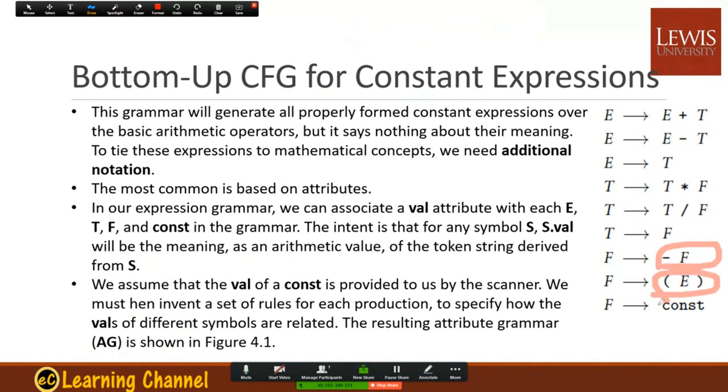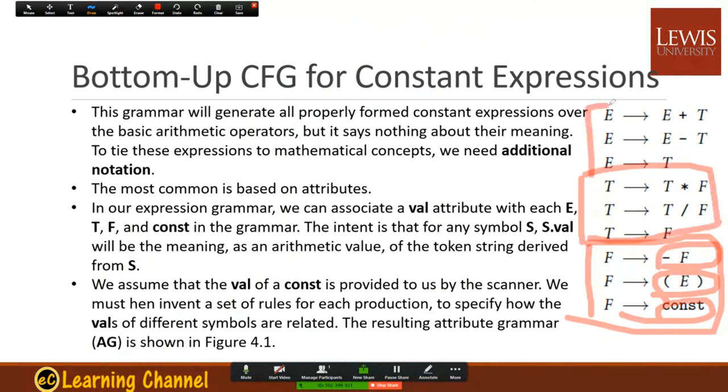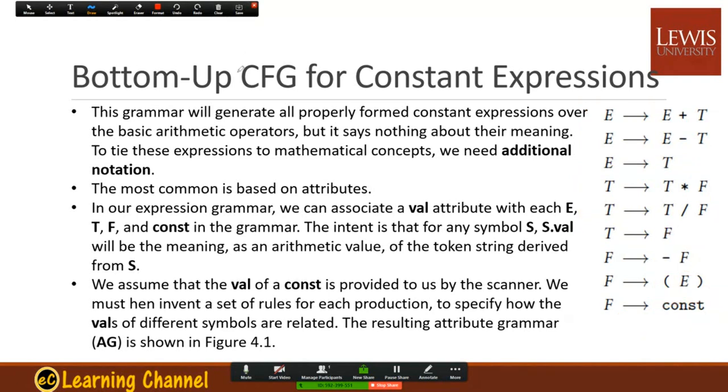and factor can be its own negation or a parenthesis, or it can be a constant. So this goes down to the lower term. So each of these rules is actually the definition for expression, term, and factor. So that's how to understand that.